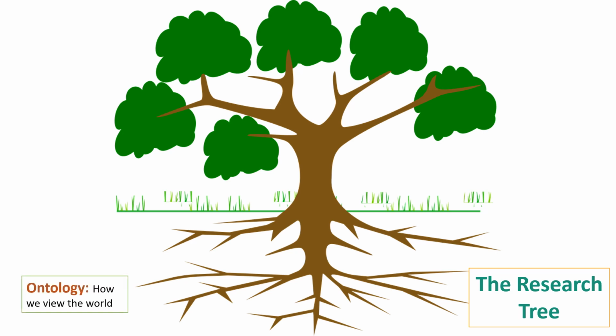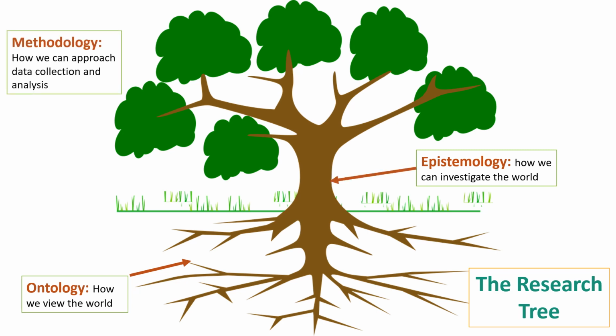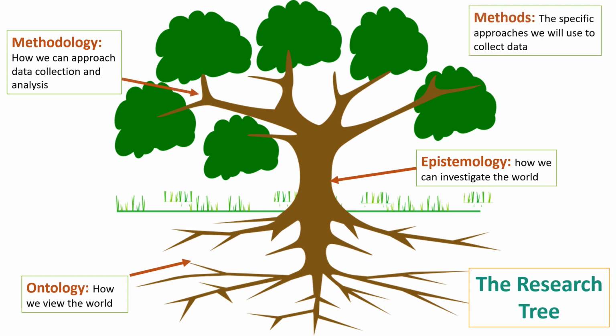You can think of the roots as an ontology, how we view the world. You can think of the trunk as epistemology, how we can investigate the world. You can think of the branches as methodology, how we can approach data collection and analysis. And you can think of the leaves as the methods, the specific approaches we use to collect the data. For example, if you think of interviews as your leaf, then your branches are qualitative. Your trunk is likely to fit with an inductive approach that acknowledges a researcher's role and rejects objectivity, and your roots are likely to be critical realist or relativist.